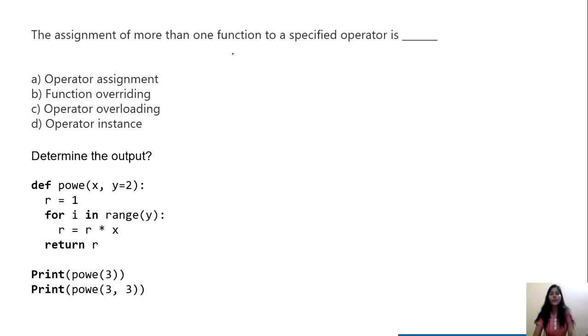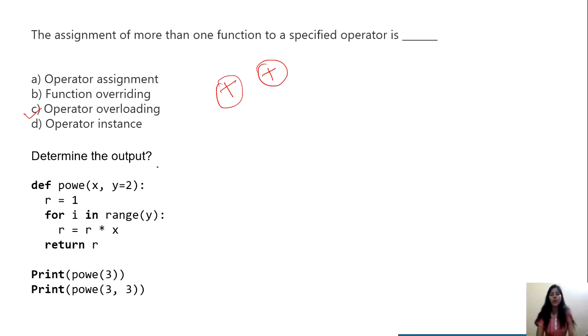The assignment of more than one function to a specified operator is what? What is the correct answer for this particular question? Sometimes plus acts as a concatenation operator, sometimes it acts as an addition operator. So the operator is the same but it is giving different functionality. This is operator overloading. By using operator overloading we can assign more than one function to a specified operator. So operator overloading will be the correct answer.